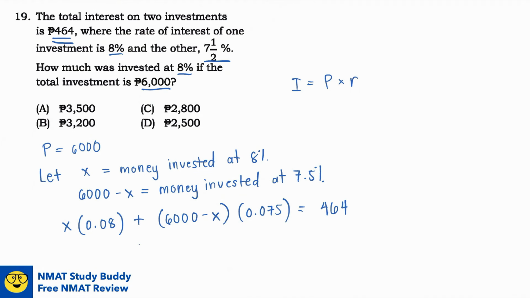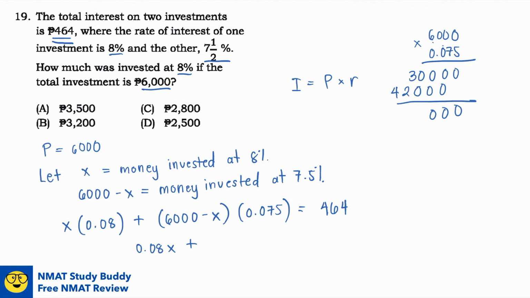Since meron na tayong equation, pwede na nating masolve yung X. So, 0.08X plus 6,000 times 0.075, bale, 6 times 5 is 30, and then 7 times 6 is 42. Since mayroon kang 3 decimal places, ilalagay mo yung decimal point dito. So, 450. And then, negative X times 0.075.